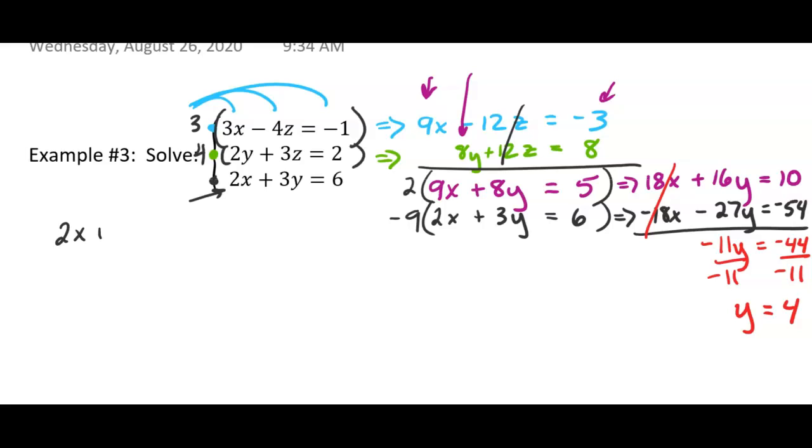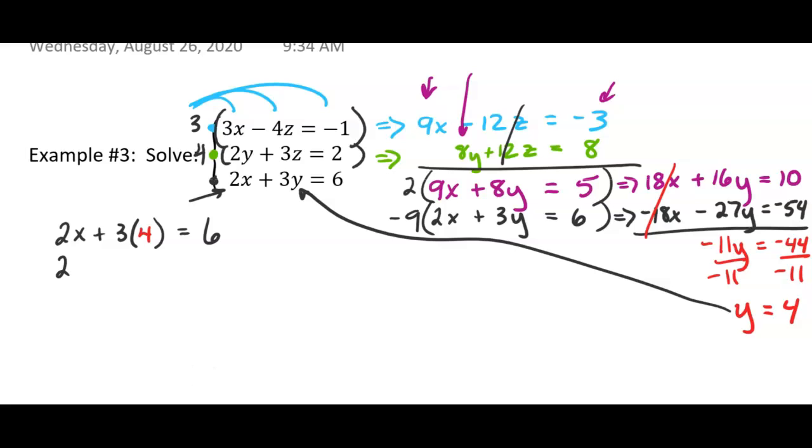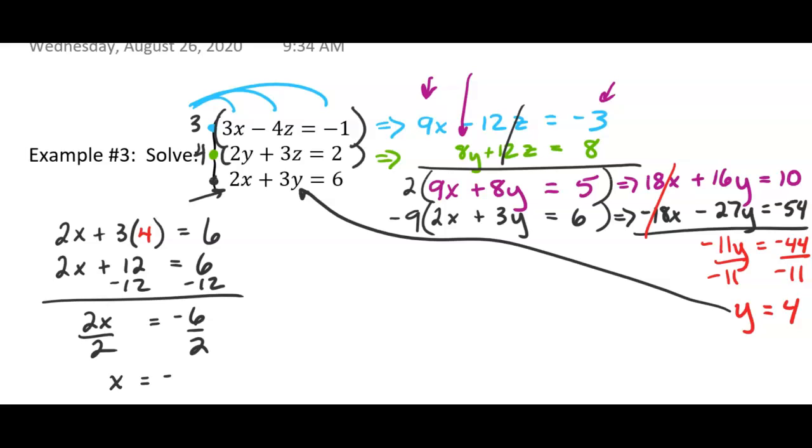So 2x plus 3 times, but now, see, I'm going to put that 4 in for the y. This big red 4, equals 6. So you want to take your time with these. Don't rush through the multiplying and the adding because that's where mistakes are made, and then you don't get the right answer and you're sad. Okay, subtract the 12. 2x equals -6. Divide by 2, and I get x equals -3.